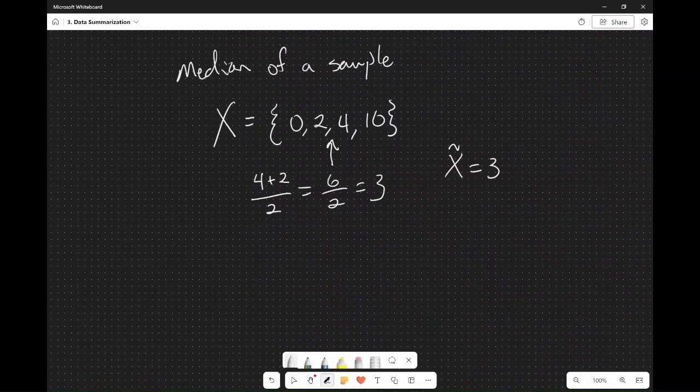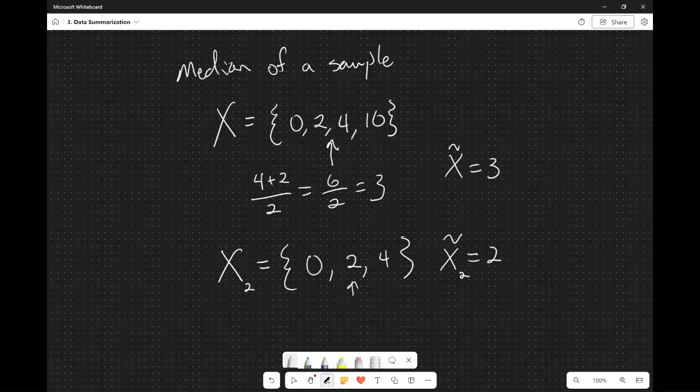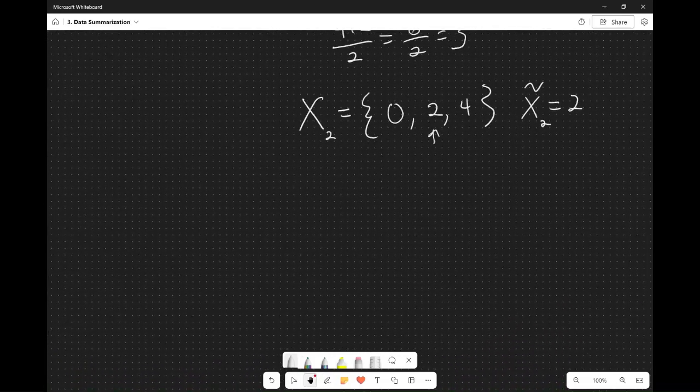Let's say I have an odd number here. We'll call this x2. This is my second set of data. We'll just say 0, 2, and 4. If this were my set, 2 would be my exact middle, and I could say my median is equal to 2 for x2. All right, last, we're going to talk about the mode.